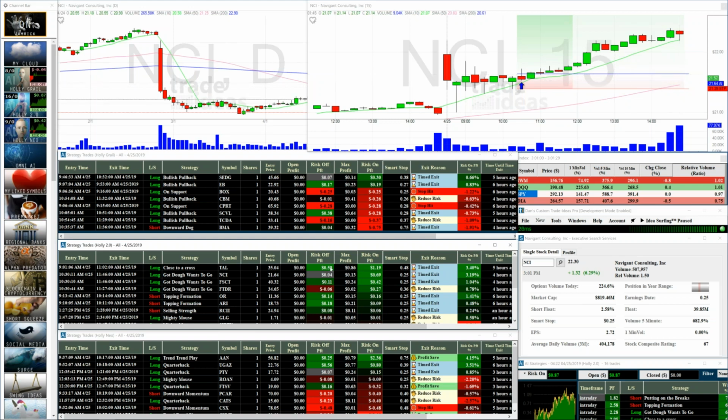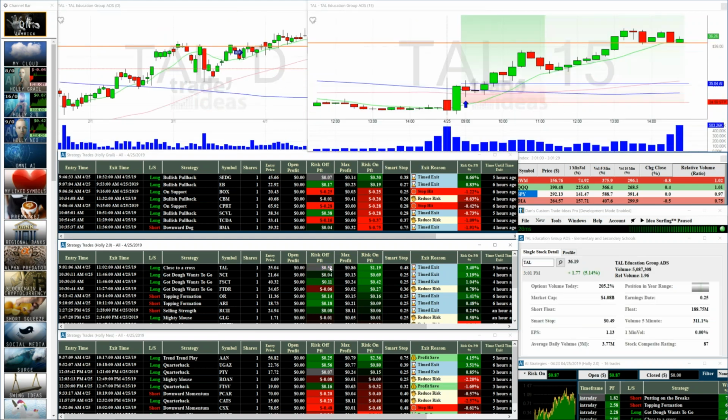Pretty juicy one here too, TAL. Nice. Just a solid entry, a little sideways movement. Hey, look, it's our friend, the 10 period, showing up yet once again. Just some really good risk on trades.